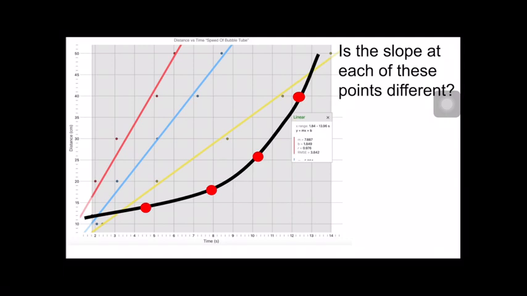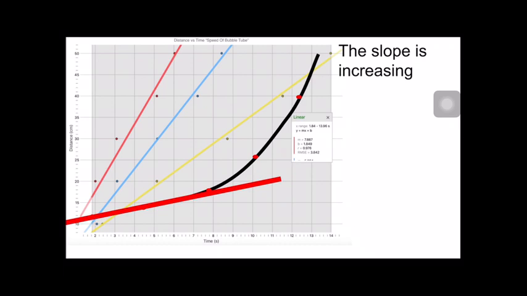So let's look at each one of these individual points. First one down here, the slope at that individual point is about that, a relatively shallow line. So if your slope is shallow, that means your speed is relatively less. Whatever's going on right here, it's not very fast. But if we look at the next point, the slope is a little bit steeper. That means the speed is going to be a little bit greater.